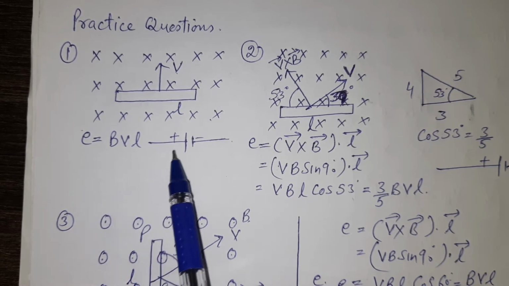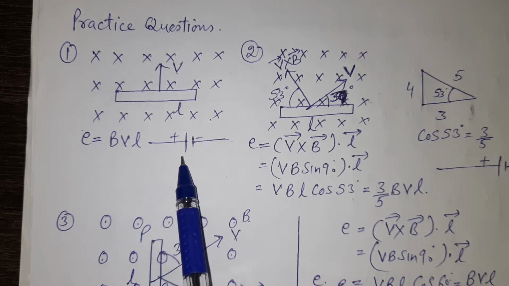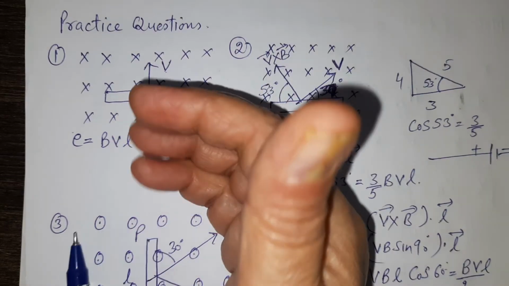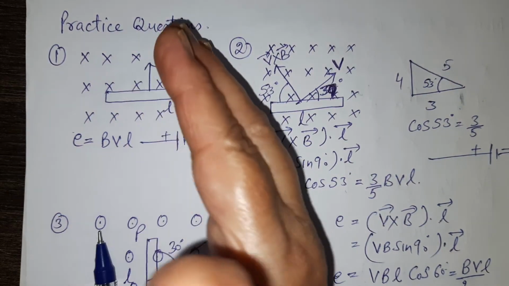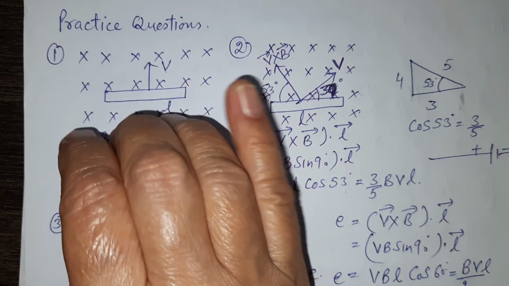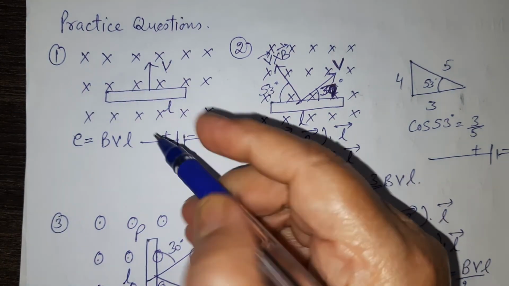Now what will be the direction of the positive side? The direction of the positive side will be given by V cross B. This is V and this is B. So it means the positive side is this side. This is the positive side.